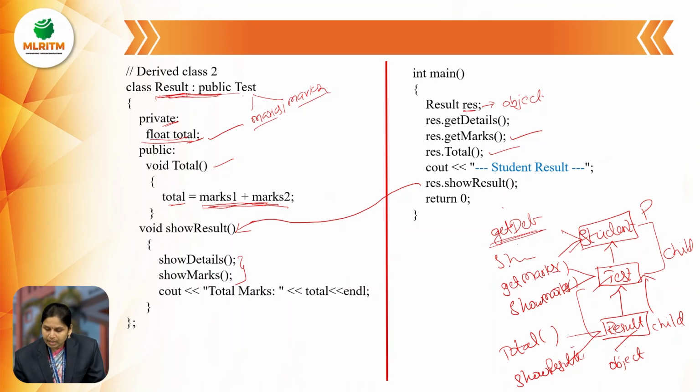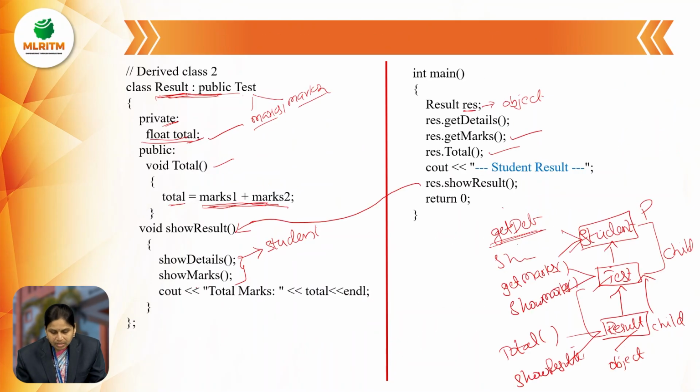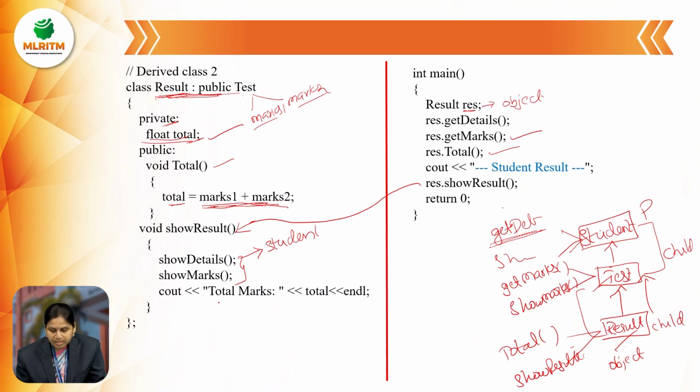The show details is a method from the class student, which means it goes directly to the student class. There, it calls the show details method. It prints the name and roll number. Next, it calls the show marks method. It is present in the test class. It goes directly to show marks and prints the marks, subject 1 marks and subject 2 marks. Next, it prints the value which is calculated here.